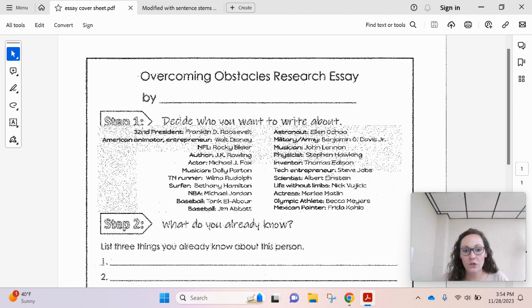And step one, you are supposed to either choose one of the people listed here for you that we know for a fact have overcome some kind of challenge in their life and are now better for it. And if you want to choose somebody not on this list, all you have to do is be able to tell us who it is, what obstacle or challenge they have overcome, and why. So this is due by Friday. You have to get it approved by myself or Miss Kearney by this Friday, which is December 1st.